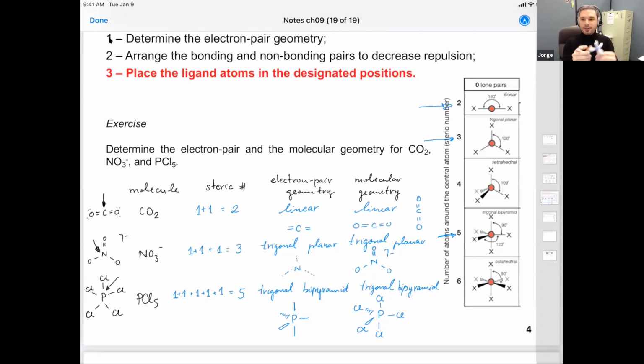Angles in this structure. Okay, the angle between the bond pointing towards the top and the plane is 90 degrees, and the angle between the bonds in the plane is 120 degrees. Okay, and that's the shape we are looking for right here.